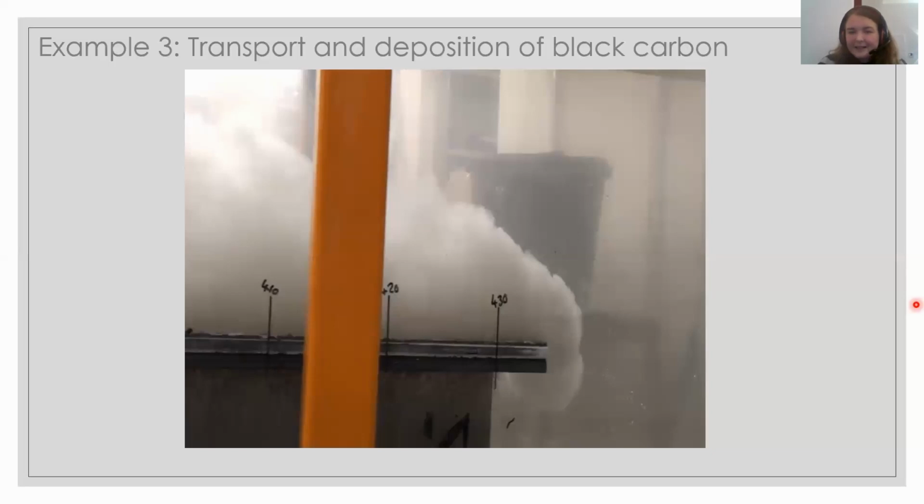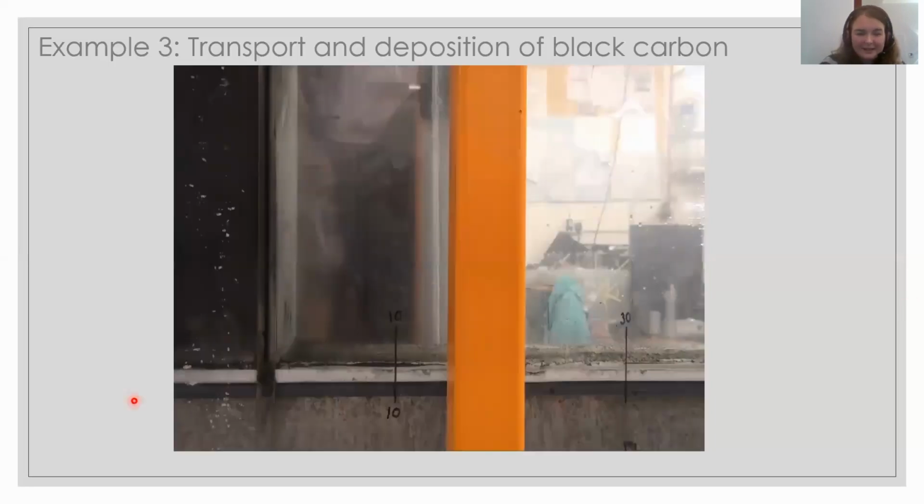How does this look if we actually use the same amount of black carbon concentration, but with grains that are finer, with grains that are actually smaller than 1 millimeter? And that's what we are going to see now. If the video works.